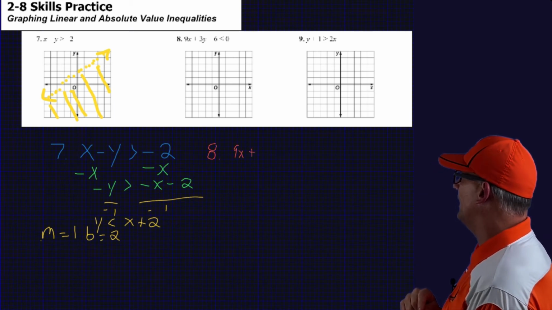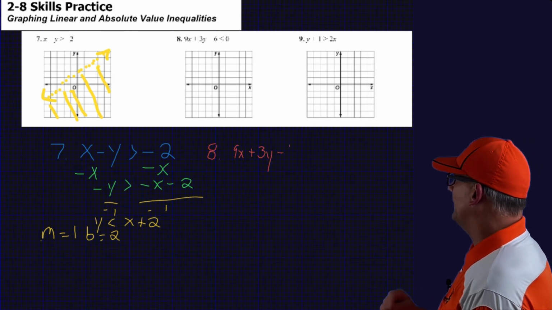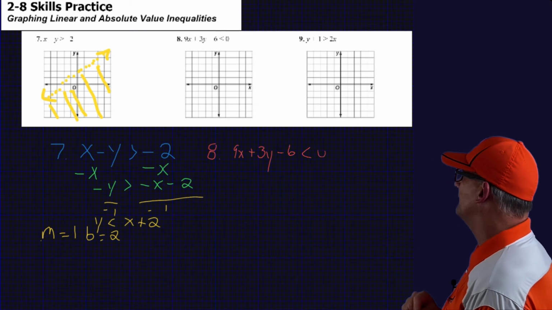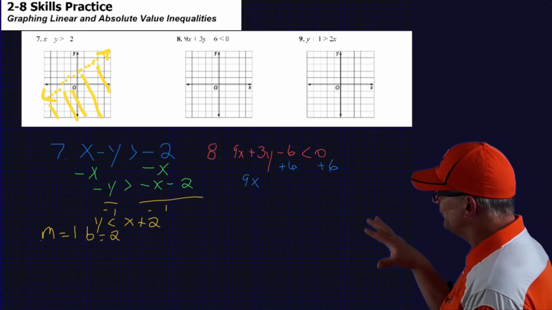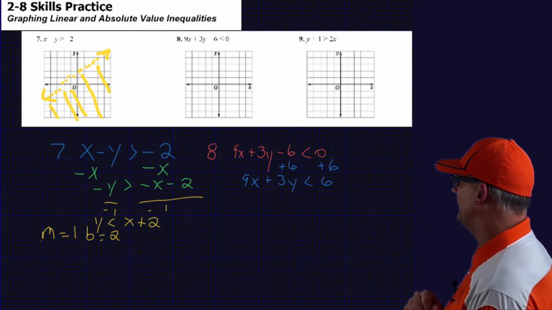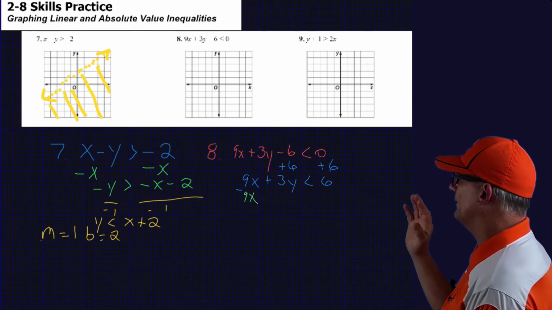All right, 9x plus 3y, less than... I'm sorry, less than 0. I don't know what I was looking at. So we have to put this in slope-intercept form. To do that, we're going to add 6 over. We get 9x plus 3y less than 6. So in the end here, you have to get y by itself.